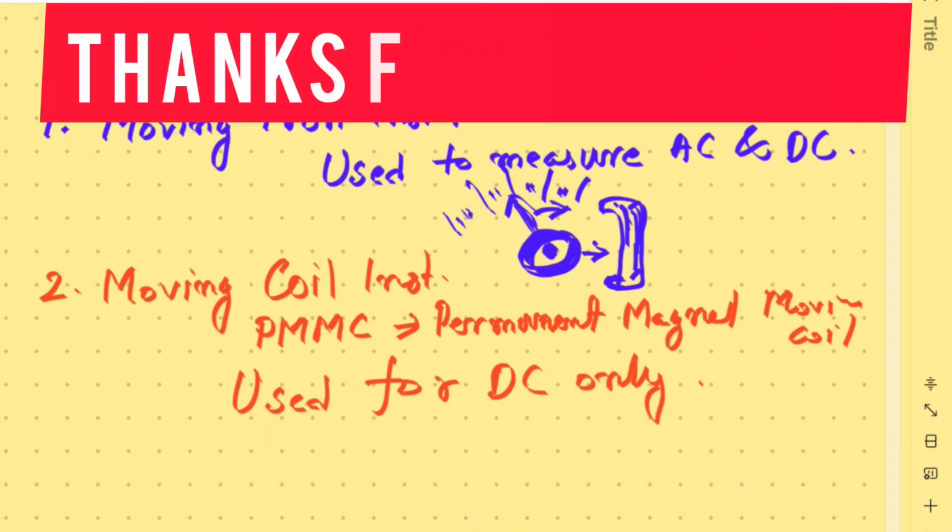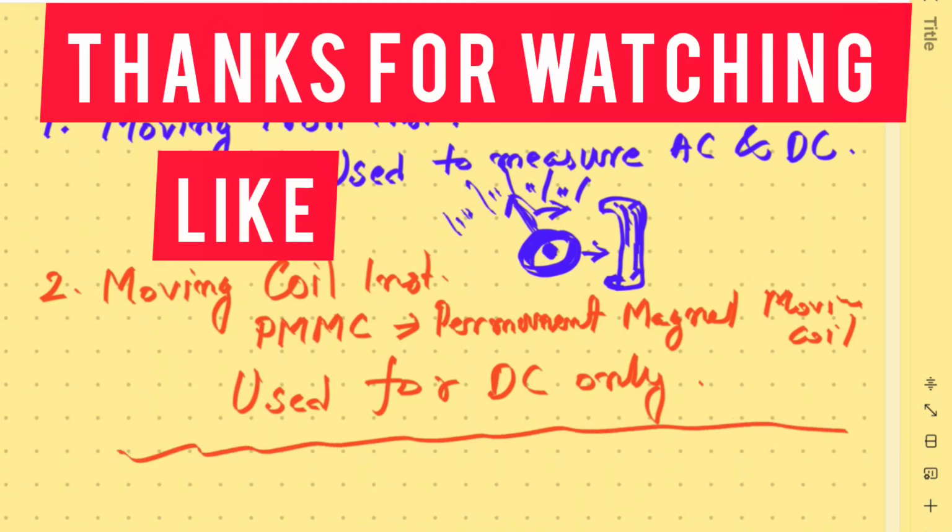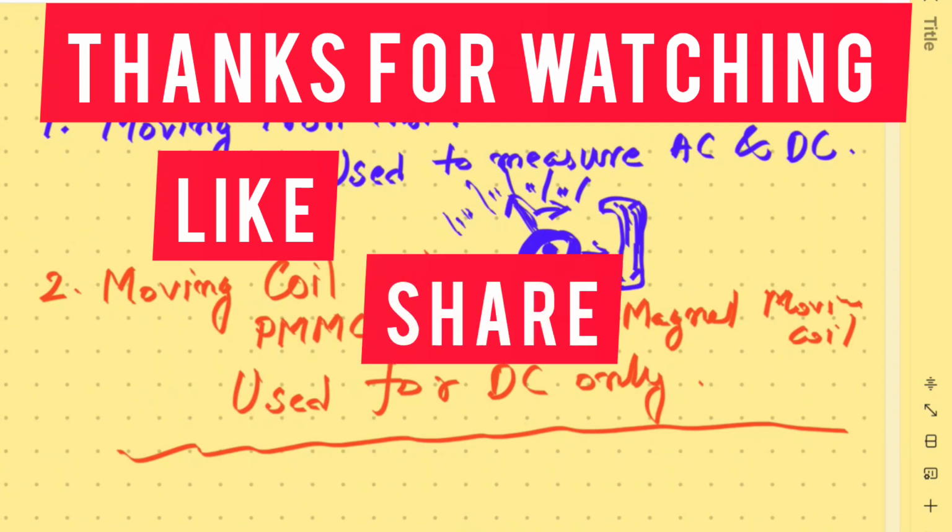So these are the main different types of measuring instrument normally used in our electrical systems.